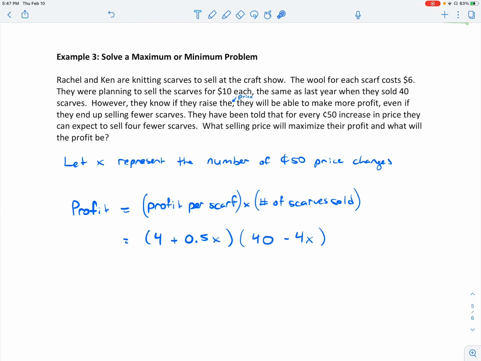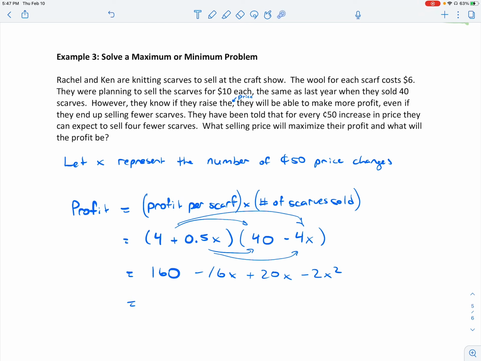Now notice this is a quadratic, and what we want to do is expand it. We want to put it in standard form. So we're going to do FOIL. 4 times 40 is 160. Then 4 times negative 4x is minus 16x. A half x times 40, well, a half of 40 is 20, so we'll have 20x. And then a half times negative 4 is negative 2, and x times x, negative 2x squared.